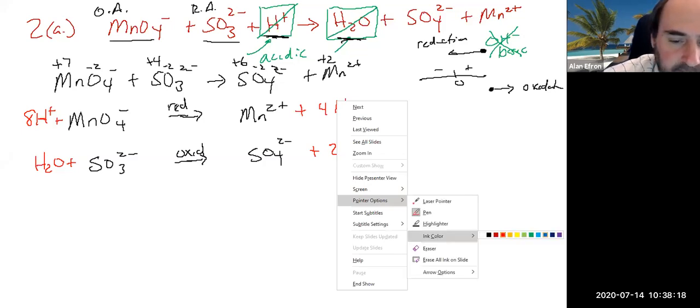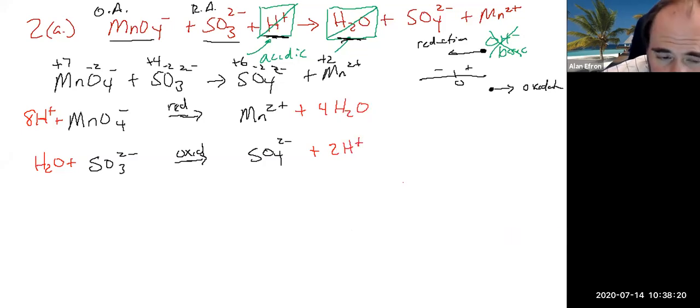So now I have balanced everything in terms of their elements. We want to balance out the charge by adding electrons. So on the top reaction, I have 8 times plus 1 is plus 8, and a minus 1. That gives me really a plus 7 overall here. Right-hand side, I have plus 2 and 0. Gives me a plus 2 overall.